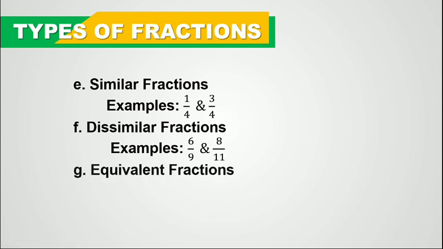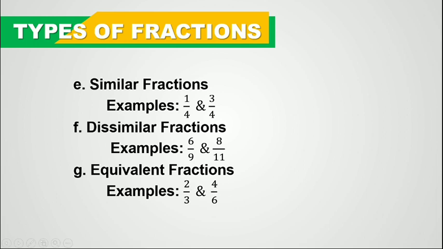And we also have what we call equivalent fractions. Examples are 2/3 and 4/6. They are called equivalent fractions because if you simplify or reduce the other fraction, 4 over 6, it is reducible to 2/3. That's why they are called equivalent fractions. Again, equivalent fractions are fractions of the same value, because if you simplify 4 over 6, it is just equal to 2/3.